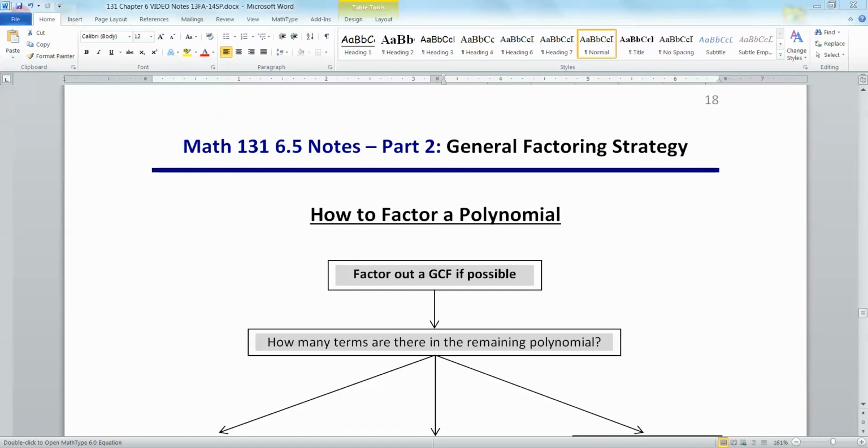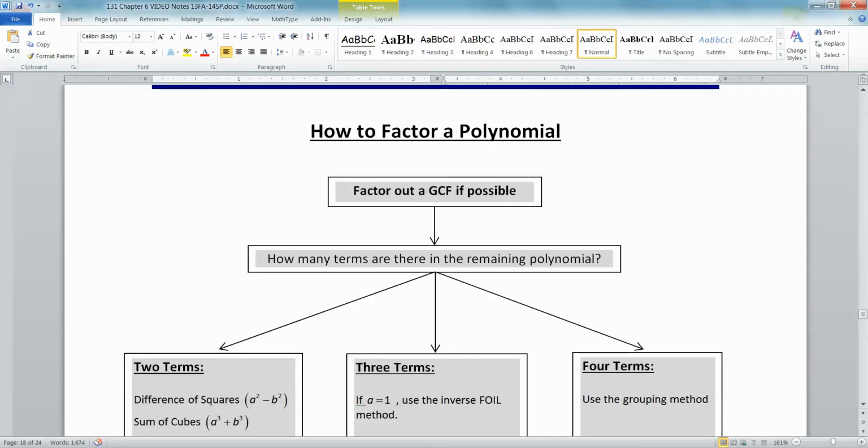It's time to put together everything we've learned about factoring and then just basically do a whole bunch of factoring problems. Okay, so how to factor. Let's pull it all together. So the first thing you always want to do is factor out a GCF if possible. If there's a GCF, take it out. Always. It makes your problem a whole lot simpler.